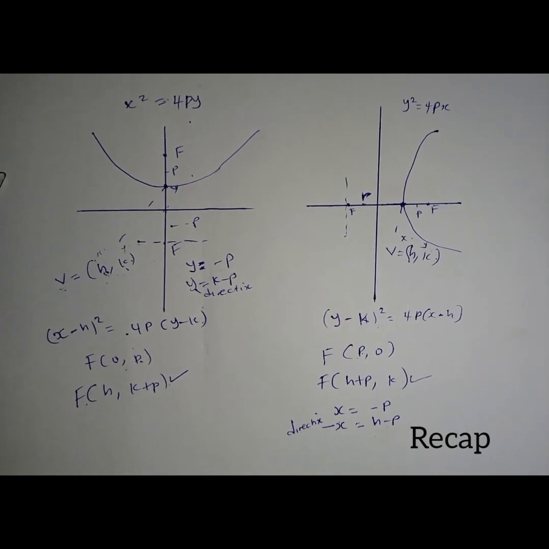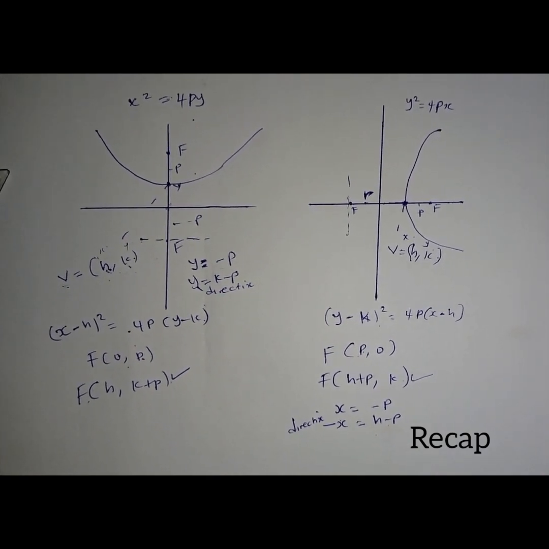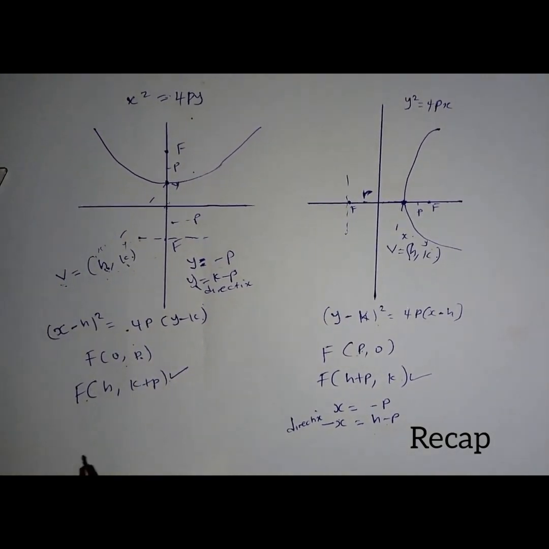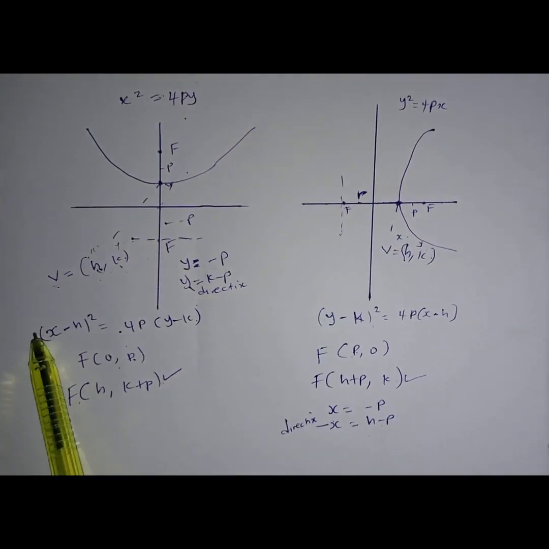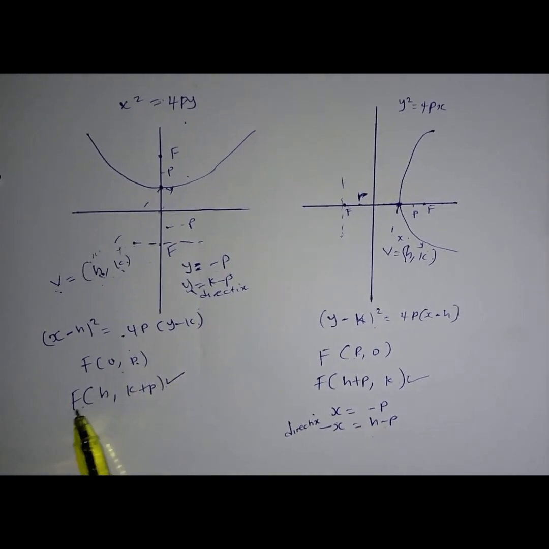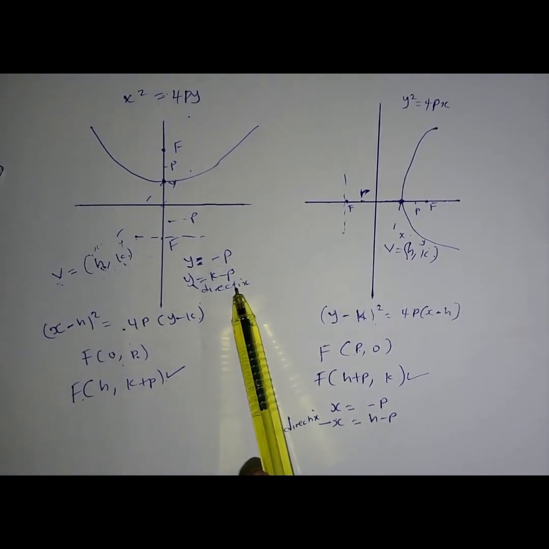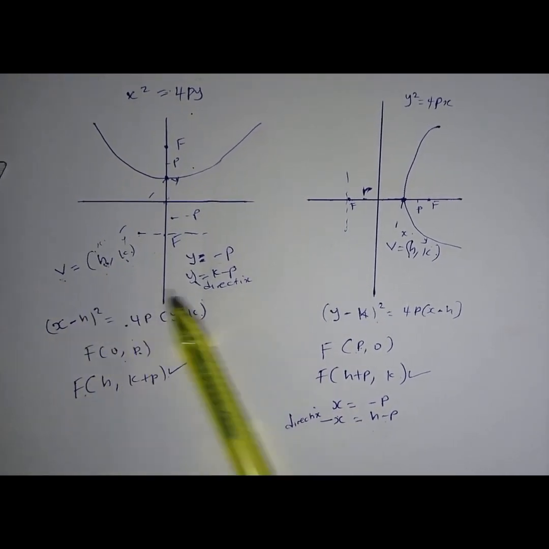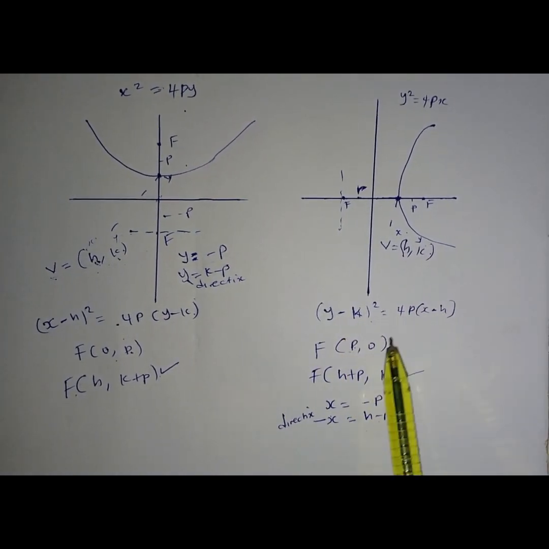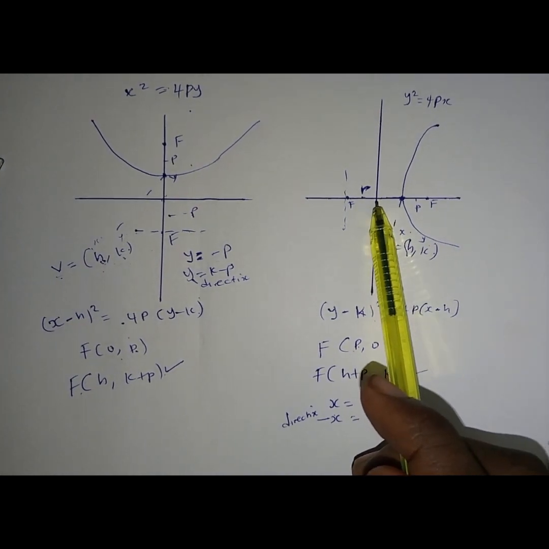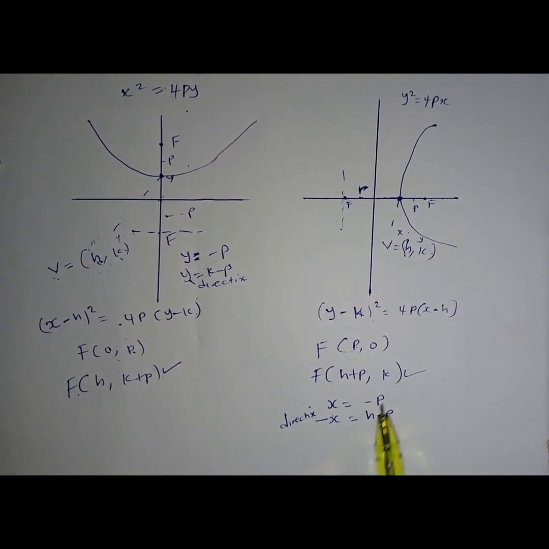So therefore now this is how all the equations look like. Now since it's not at the origin again, the equation is this, and then the focus is this, the directrix is this, the vertex is this. Now for this, the vertex is this, the equation is this, and then since it's not at the origin, then the focus is this and the directrix is this.